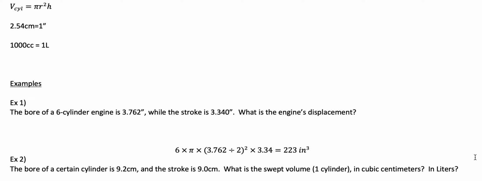All right, the second example says the bore of a certain cylinder is 9.2 centimeters and the stroke is 9 centimeters. What is the swept volume of just one cylinder in cubic centimeters and in liters? So we use the same formula, but this time we're working with the metric system.